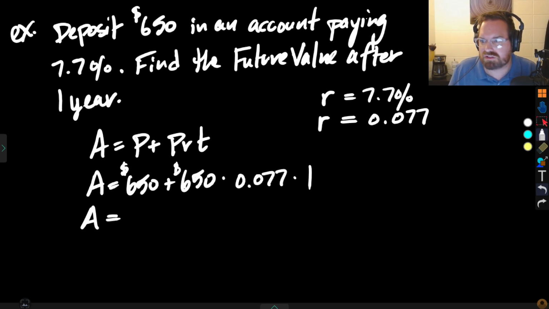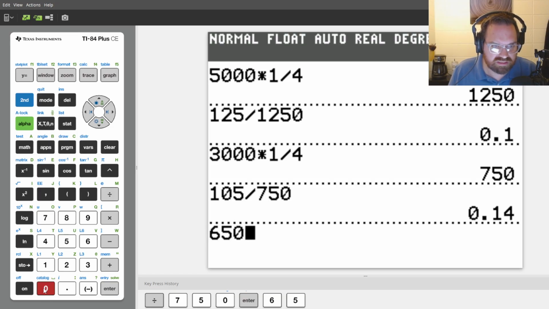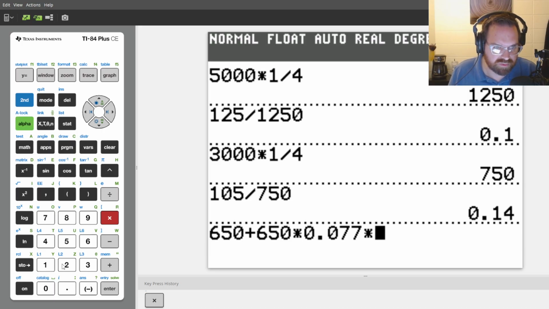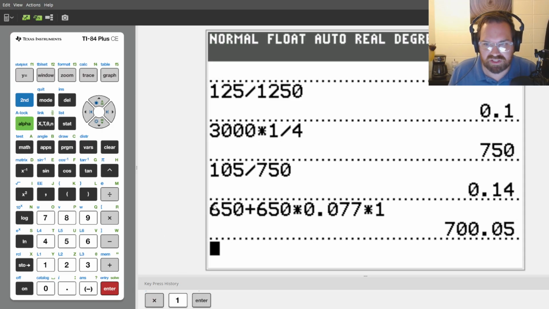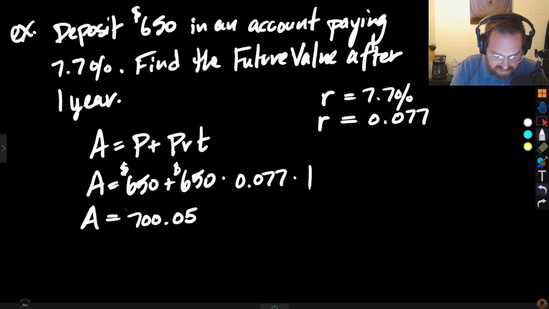I'm just going to punch this into my TI-84. So 650 plus 650 times 0.077 times 1. I don't really apply it times 1. Whatever, I can put it in. Makes no difference. $700, 705 cents. Throw a nickel in there, I guess. $700.05. So this is the maturity value after.